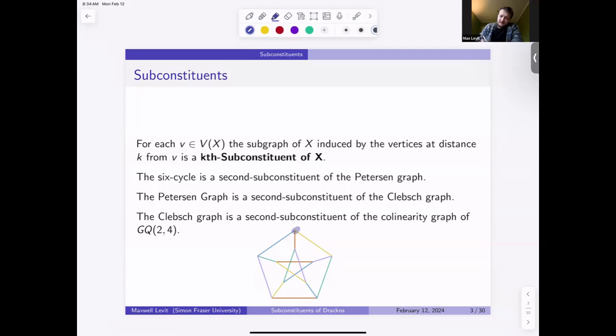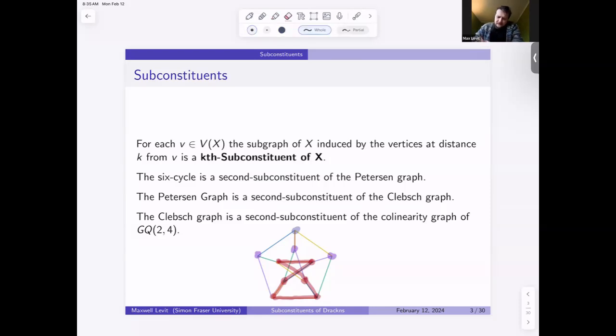I can take a vertex in the Peterson graph, and I can take all of its neighbors, and then its second neighborhood is going to end up being the remaining vertices. This one has those two vertices as neighbors. This one has these two, and this one has these two. And we find that the graph induced on those red vertices is a sixth cycle. And that would have been true no matter which vertex I picked to start. It's not something guaranteed in this definition of subconstituents, but it is true in this case that any second subconstituent in the Peterson graph is a sixth cycle.